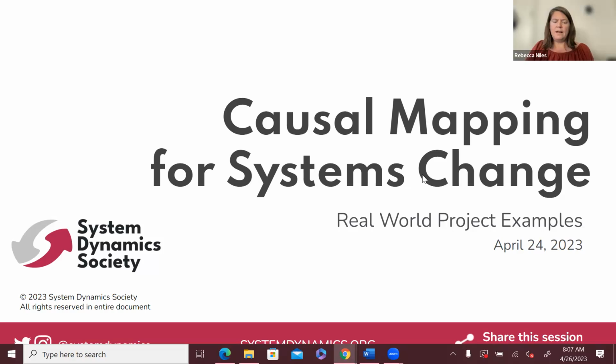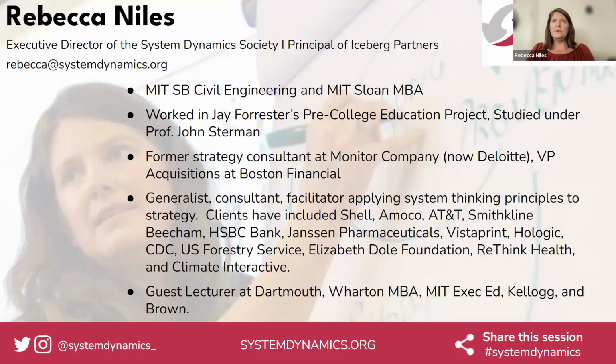Just a few more things about me. I just want to clarify that I come from the System Dynamics School of Systems Thinking. So there are many schools of systems thinking. I was formally trained with Jay Forrester in his pre-college education project and with John Forrester in the MBA program at Sloan. So you'll see that I use a lot of formal tools, including system dynamics simulation models and causal loop mapping. And so that's what we're going to be focusing on today.